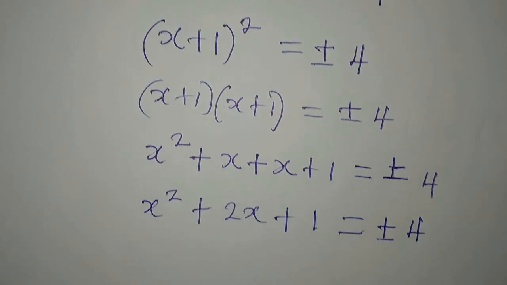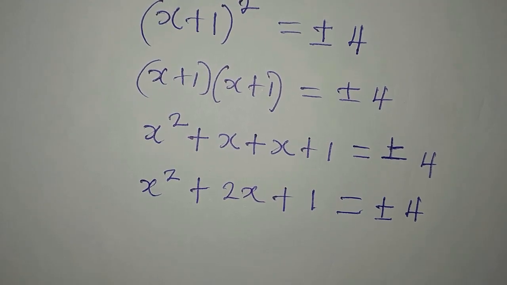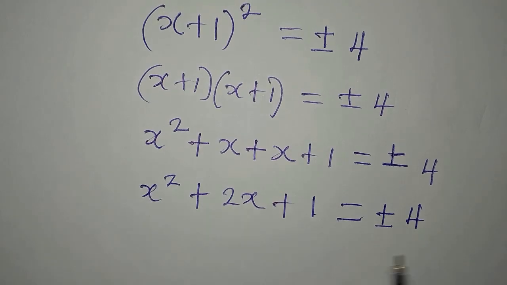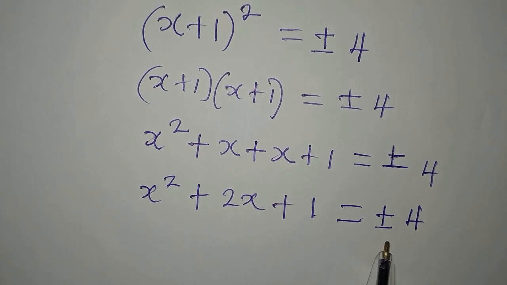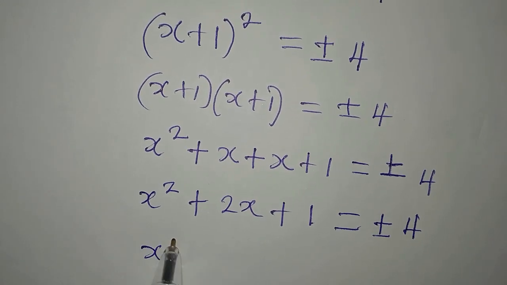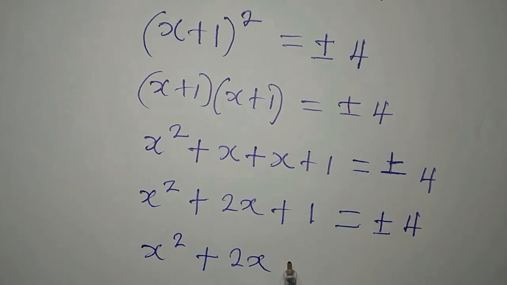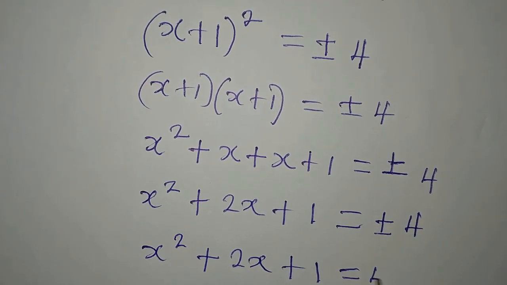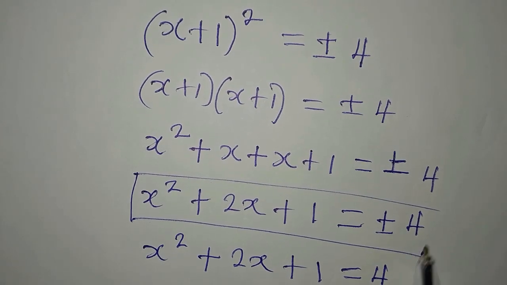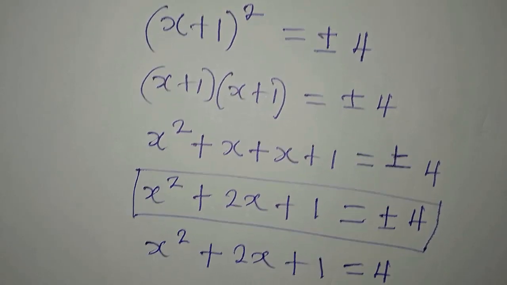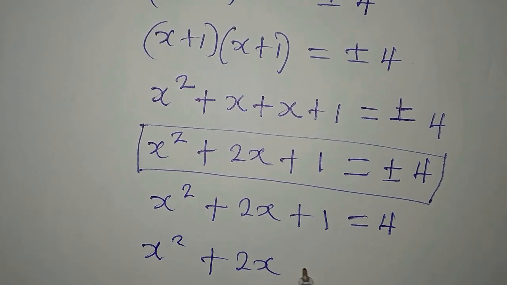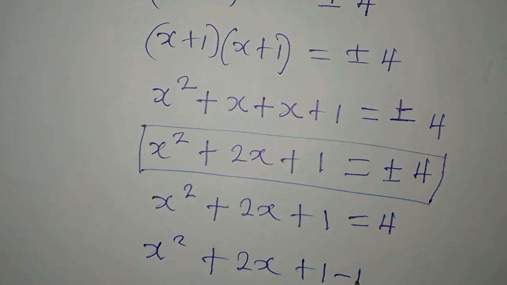So now we have two equations in one. We have two equations in one because of this plus or minus. So what will be the first step? The first step is to use the positive, which is x^2 + 2x + 1 = 4. Okay, so we use this. Remember, we'll still get back to this equation and pick the negative value of 4. Okay, so from here we have x^2 + 2x + 1 - 4 = 0.